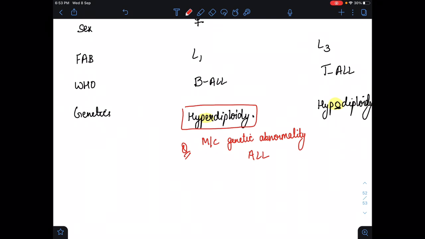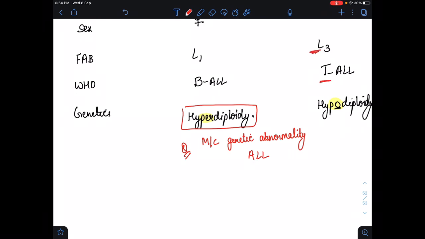hyperdiploidy. And in the FAB classification, L1 has the good prognosis while L3 has the bad prognosis, and T-ALL has the bad while B-ALL has the good prognosis. So this was the prognosis chart with the good and bad factors.